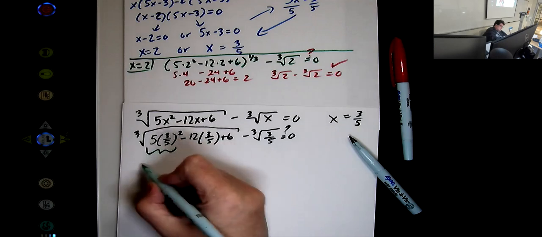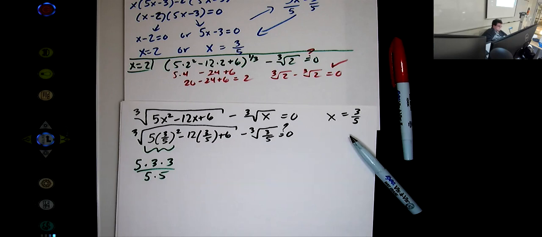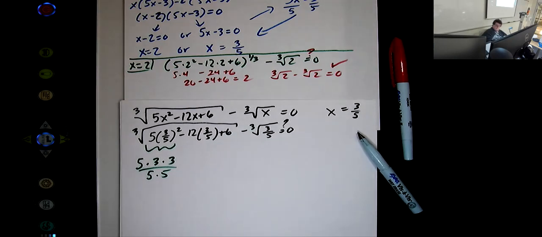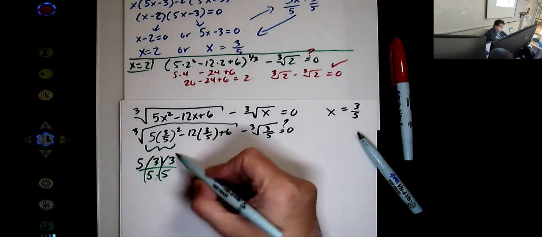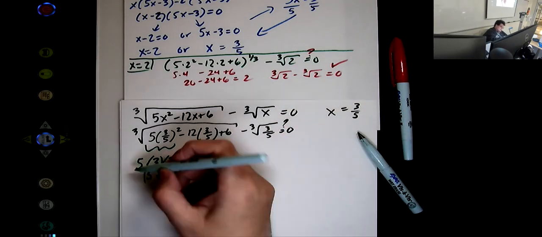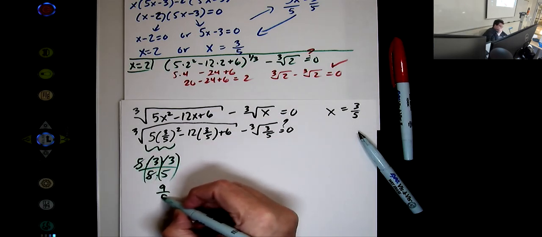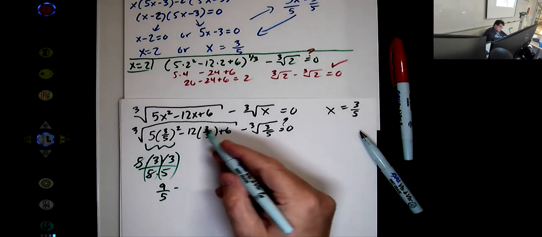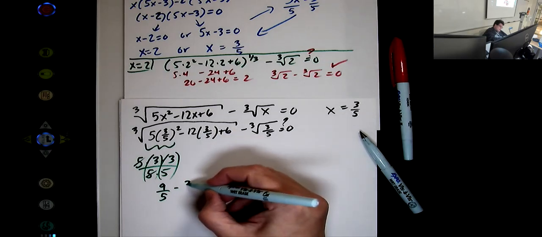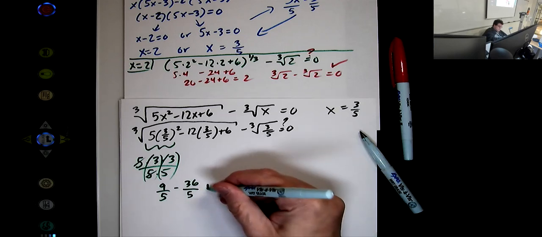This part right here is 5 times 3 times 3 over 5 times 5, because that's a 3/5 right there. That's a 3/5 right there. I can cancel out one set of the 5s and I'm left with 9 over 5 right there. And if I multiply the 12 times the 3, I get 36 over 5 plus 6.